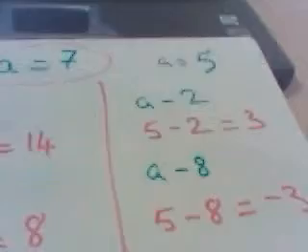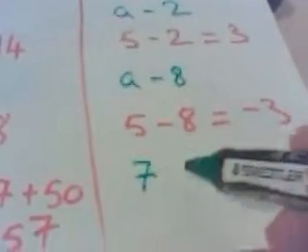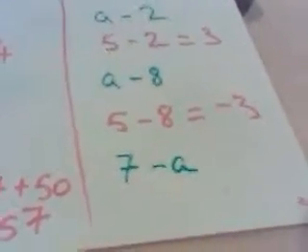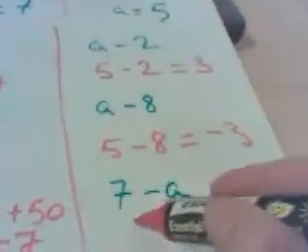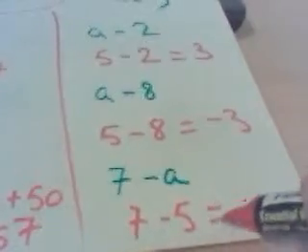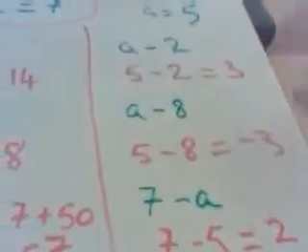If you want, you could have 7 take A. Again, replace the letter A with the number that it's worth, which is 5 in this case. 7 take 5 equals 2. And we'll carry on. Other things we can do.